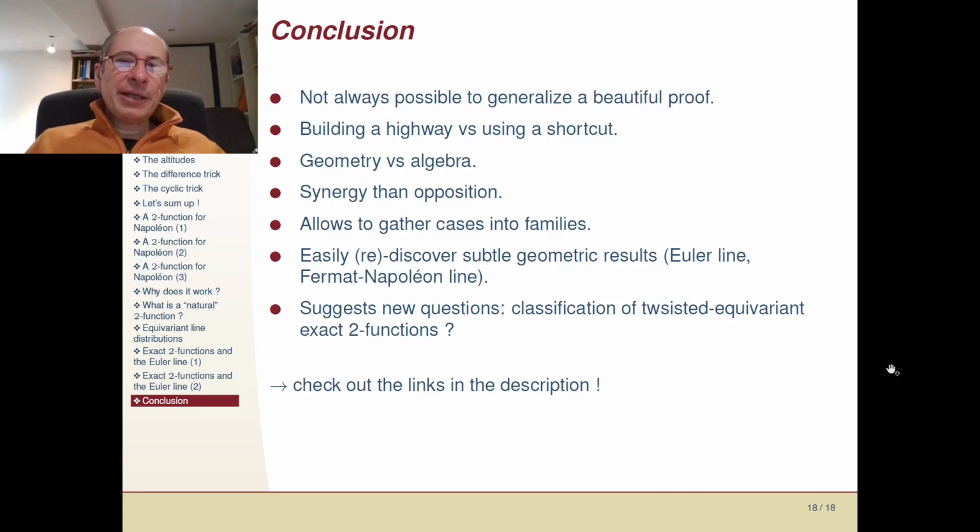So now let me conclude by saying that this study of concurrent lines in a triangle has shown a somewhat general trend, and it is that it is not always possible to generalize a beautiful proof like the proof by Gauss that the altitudes are concurrent, because such geometric proofs generally use something like a shortcut, whereas the algebraic proof may look a little bit more clumsy. Certainly, they are not as neat, but they allow us to build a sort of highway that we can drive in to prove other results, and so that's a kind of geometry versus algebra debate.